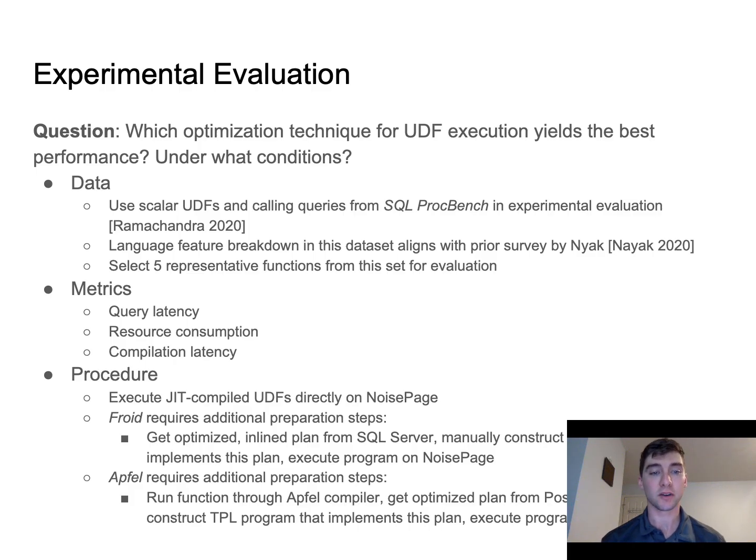Apfel, like Froid, will also require additional preparation steps. For Apfel, we will have to run the function through the Apfel compiler, retrieve the optimized plan from Postgres, and then manually construct the TPL program that implements this Postgres query plan and then subsequently execute this program on NoisePage. For this reason, because of all the manual construction of programs that we will have to do, this is why we limit our evaluation to only 5 representative functions.